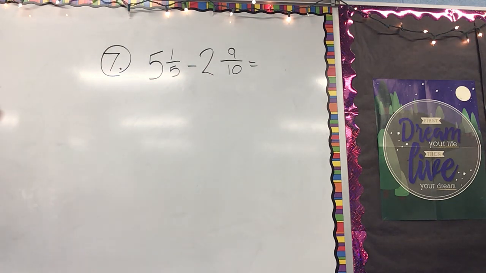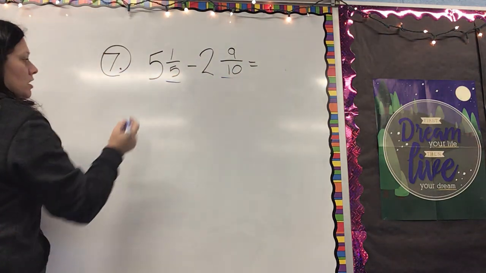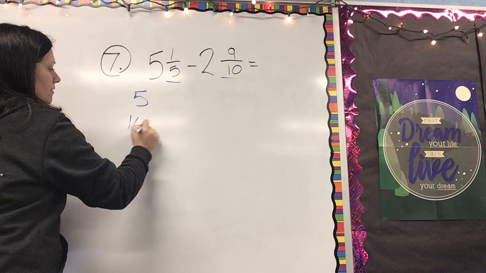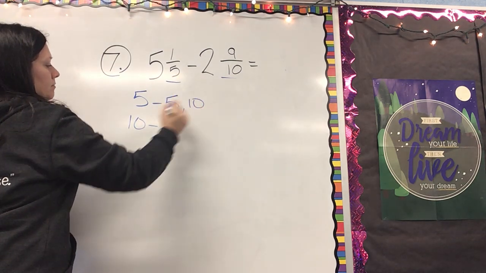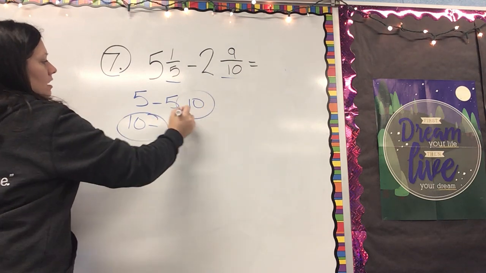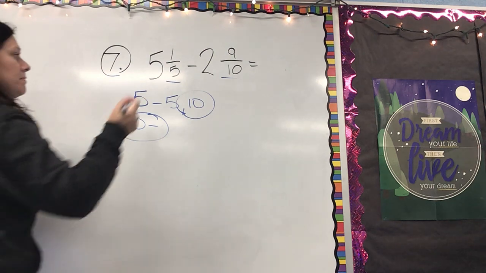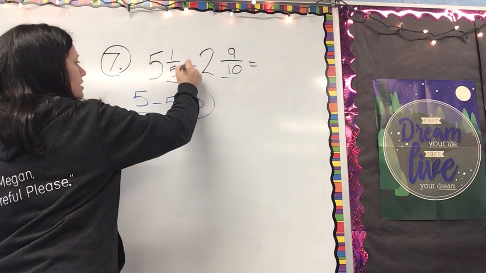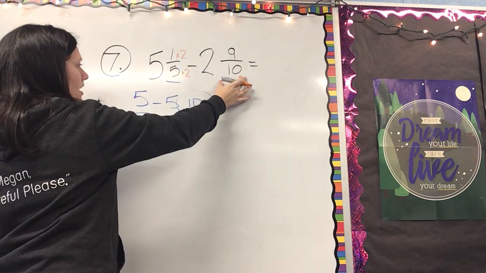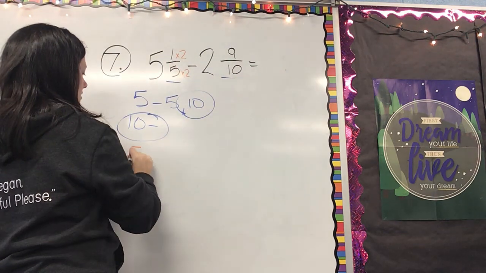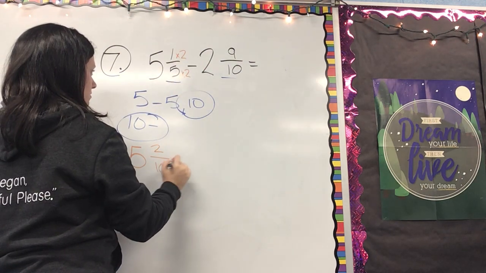All right, let's solve. When I look at my denominators, do I have like denominators? No, so we have to make a list of multiples. 5, 10. That was easy, right? How do I get that 5 to be a 10? Times it by 2. And when I do the bottom, I also do the top. This one's already a 10. So let's rewrite. 1 times 2, 5 times 2.